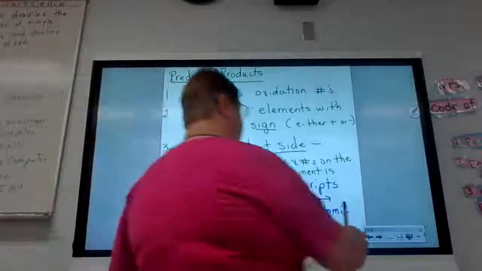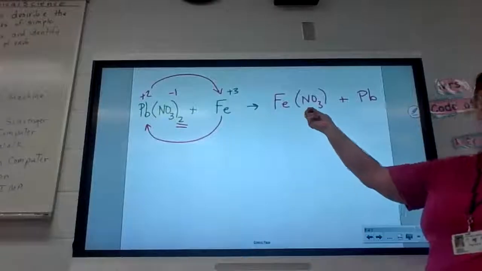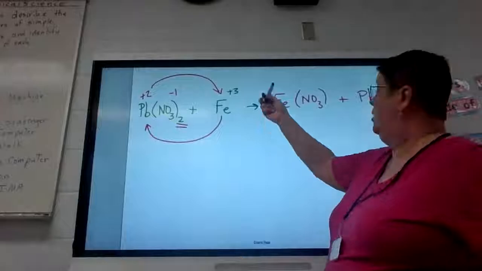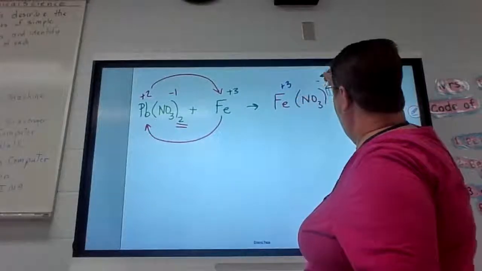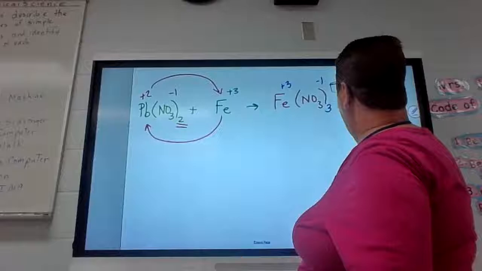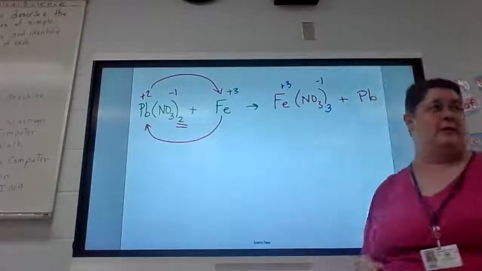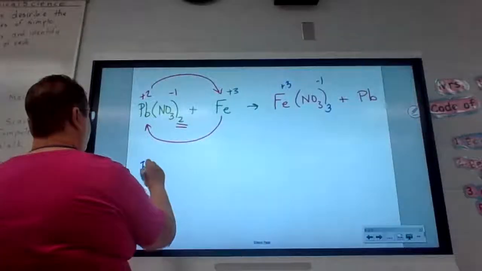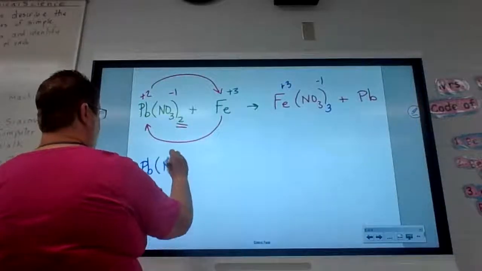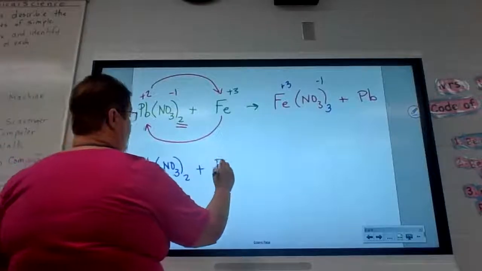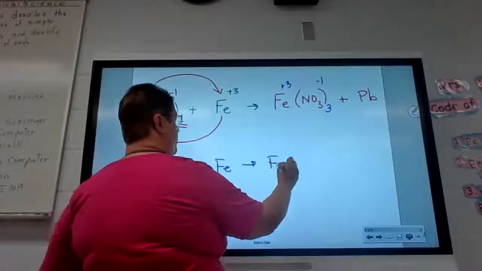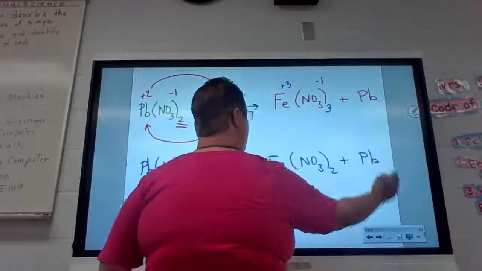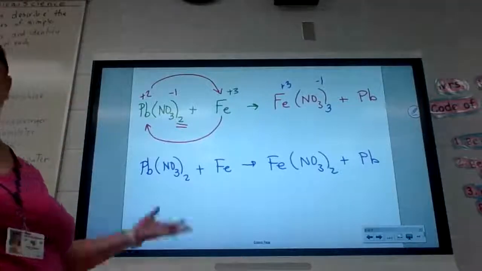Okay, Trevor? So this is a compound. So what do I need to do on all compounds? Crisscross. So Fe had what number? A 3. Nitrate is -1. Bring my 3 down. Lead is by itself. Is it one of the 7? No, so we don't do anything for it. So let's write it out. Okay? Now we would balance.